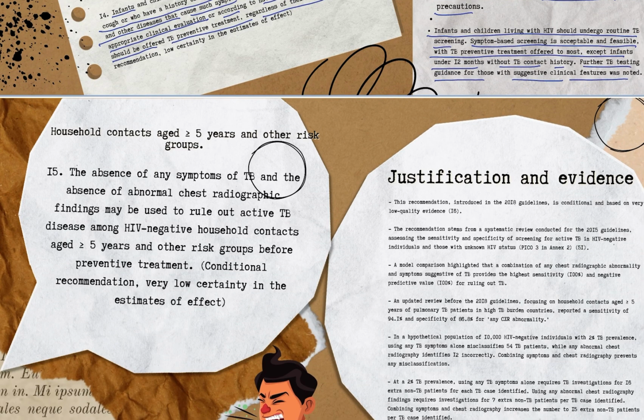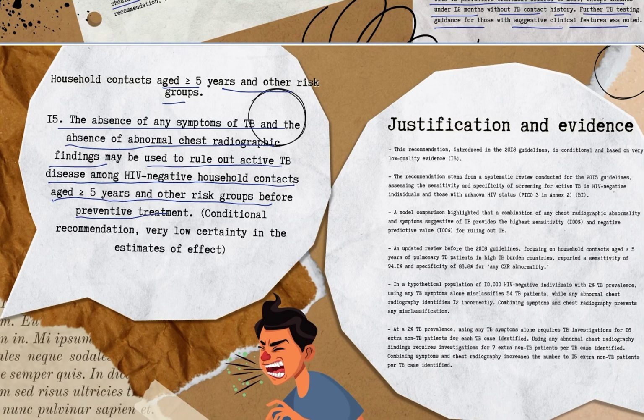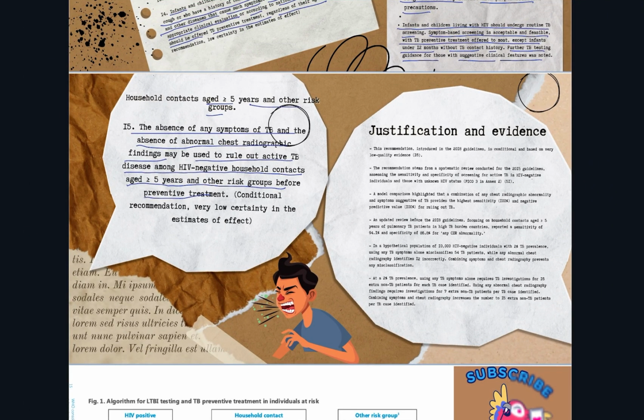Now, household contacts aged above 5 years and other risk groups. The absence of any symptom of TB and the absence of abnormal chest radiographic findings may be used to rule out active TB disease among HIV-negative household contacts aged 5 years or more and other risk groups before preventive treatment. Justification: this recommendation, introduced in the 2018 guidelines, is conditional and based on low quality evidence.